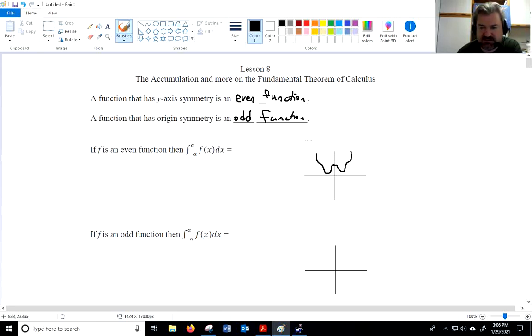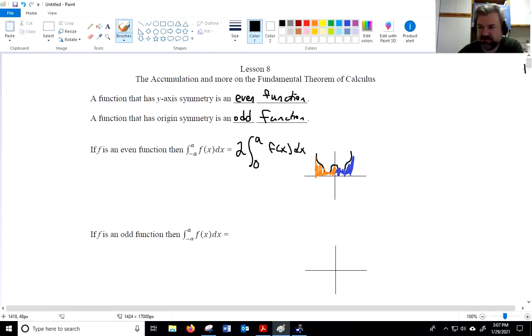So the area of this function would have to be the area under the curve but above the x-axis. So all of this would be from negative a to 0. And then all of this would be from 0 to a. So the area from negative a to a would have to be twice the integral from 0 to a because they're equal on each side.